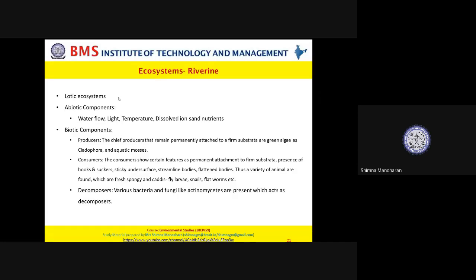Lotic means the water is not standing; it moves. So here also, what are the abiotic and biotic components? I don't think I have to explain much about abiotic and biotic components here. Abiotic components are water flow, light, temperature, dissolved ions, and nutrients. Among producers, you have the aquatic mosses and the green algae. Then among consumers in a river, you have fishes, snails, and flatworms. Then you have decomposers again, like bacteria and fungi.